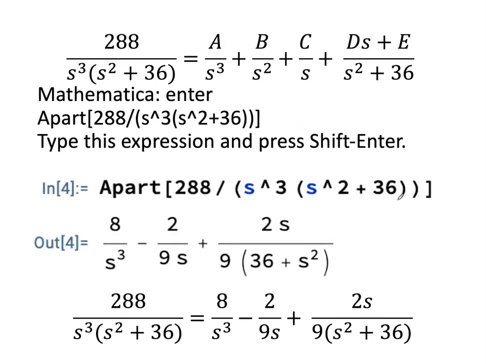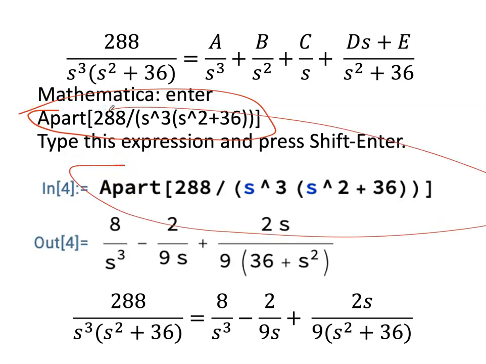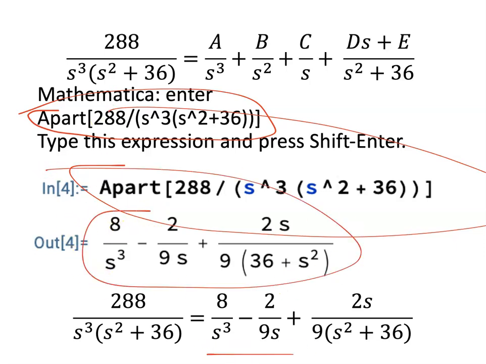Let's use Mathematica. Now at my college, Mathematica is available to all students. It's available on our college website. You can download it. For Mathematica, you just enter 288 over s cubed times s squared plus 36. So you type that expression and press Shift-Enter. In other words, what you're entering looks like this. And Mathematica, in a fraction of a second, will pump out this: 8 over s cubed minus 2 over 9s plus 2s over 9 times s squared plus 36.